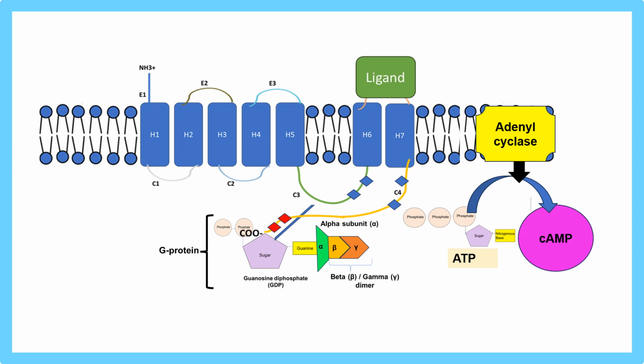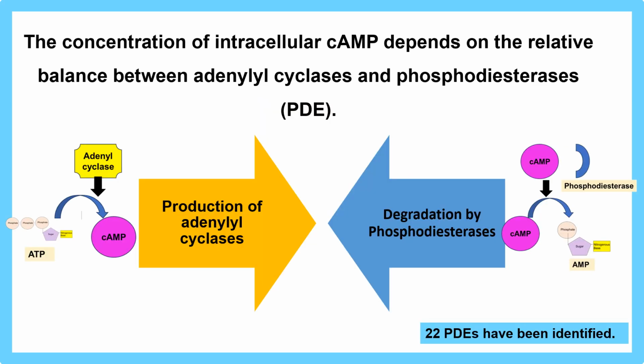So this is an overview. And then over here, just to simplify it, cAMP depends on 2 types of enzymes. You've got adenyl cyclases and phosphodiesterases, PDE. The adenyl cyclase is involved in the production of cAMP via ATP, whereas the phosphodiesterase is what lowers the levels of cAMP. What it does is convert the cAMP to AMP, which is adenosine monophosphate. And currently, according to research, about 22 PDEs have been identified.